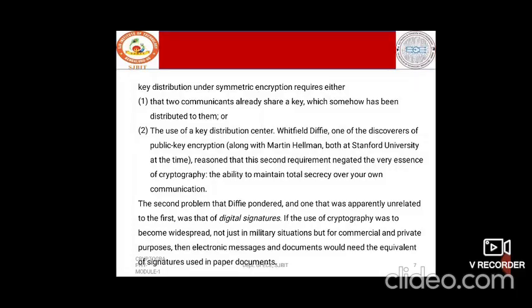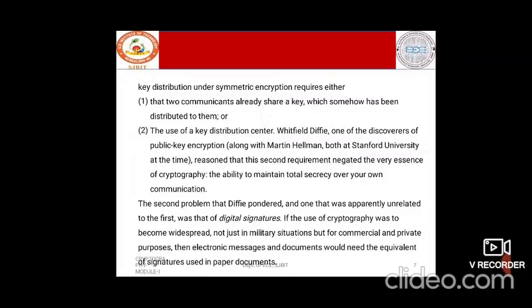So the concept of public key cryptography evolved from an attempt to attack two of the most difficult problems associated with symmetric encryption. The first problem is that of key distribution. Key distribution under symmetric encryption requires either that the two communicants already share a key, which somehow has been distributed to them, or the use of a key distribution center.